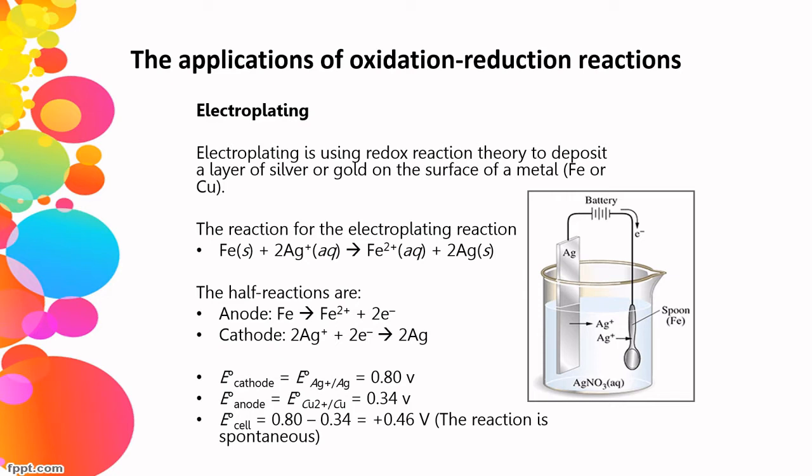The half reaction involved at the anode is solid ferrum becoming Fe2+ plus 2 electrons, and at the cathode the reaction is 2Ag+ plus 2 electrons giving 2Ag solid. To calculate the E cell, we need to know that E naught cathode is 0.80 volt and E naught anode is 0.34 volt. We use the formula E naught cathode minus E naught anode, so we get plus 0.46 volt, meaning that the reaction is spontaneous.